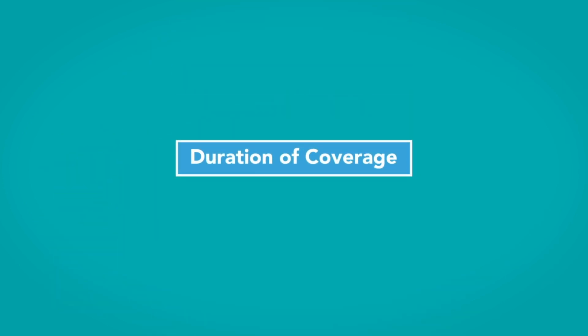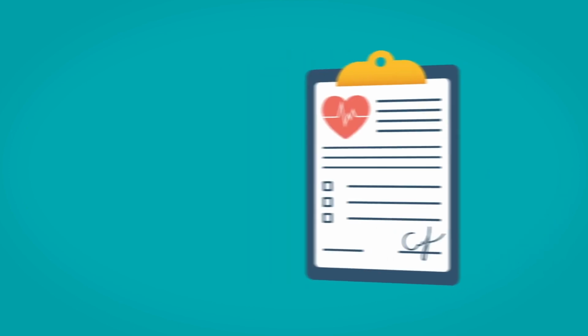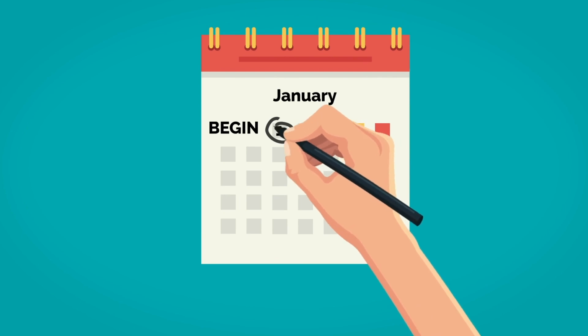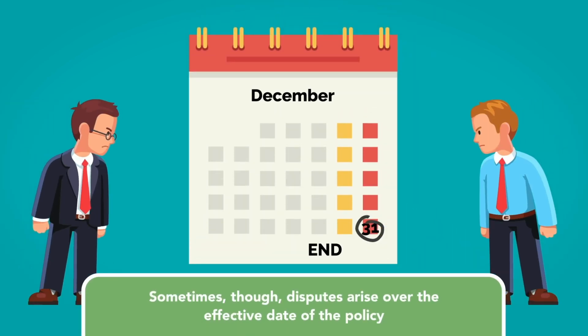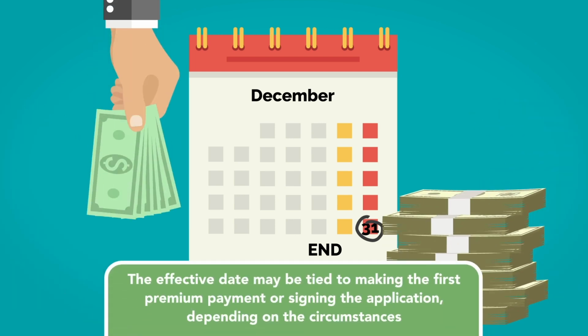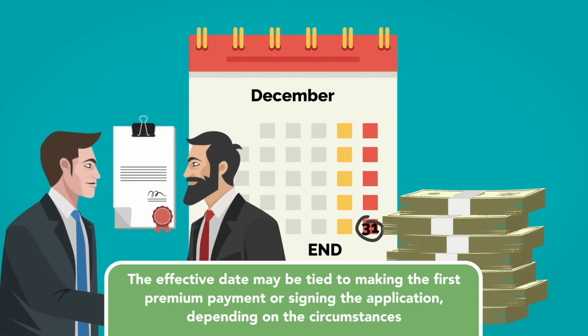Duration of coverage. A health insurance policy must indicate the dates of coverage. The benefit year for most plans begins January 1st and ends on December 31st. Sometimes, though, disputes arise over the effective date of the policy. The effective date may be tied to making the first premium payment or signing the application, depending on the circumstances.